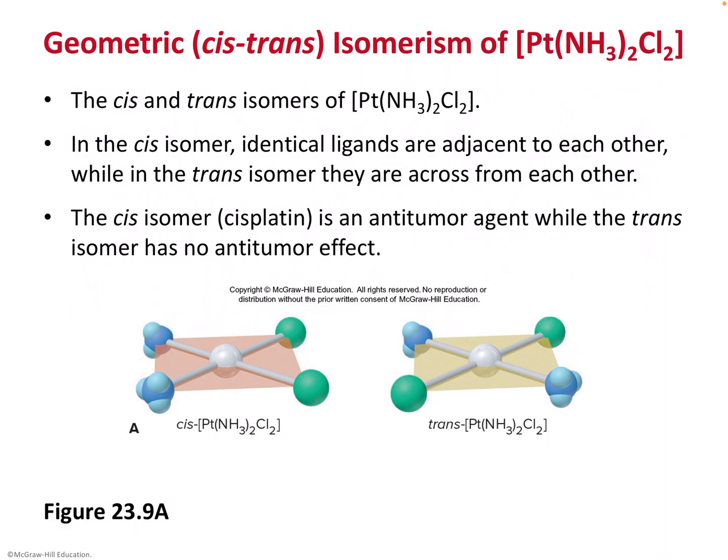Geometric isomers can be cis-trans isomers. In this example, you have platinum as a central atom, and then you have 2 amine groups and 2 chlorine groups. So in the cis isomer, identical ligands are adjacent to each other. So this is a cis isomer. Identical ligands are next to each other, while in the trans isomer, they are across from each other. So this is the trans. It's easy to figure out, right? The cis isomer, cisplatin, is an antitumor agent, while the trans isomer has no antitumor effect.